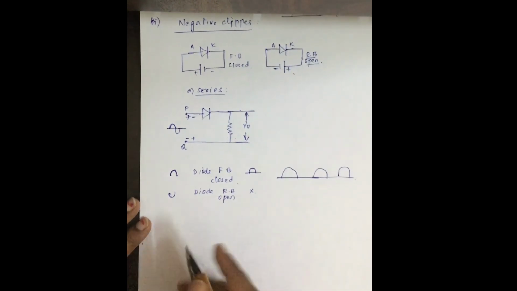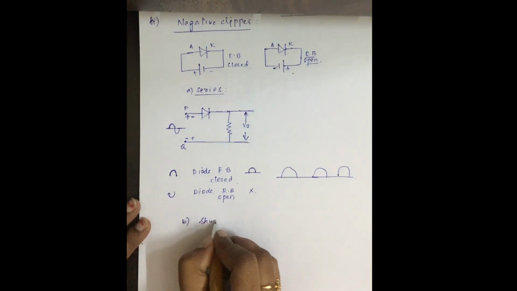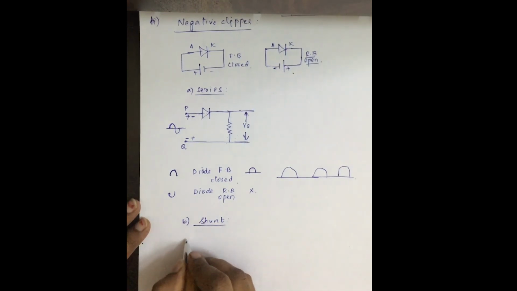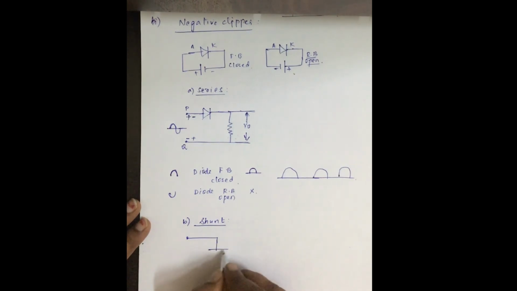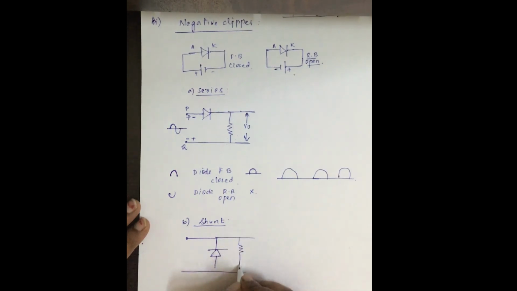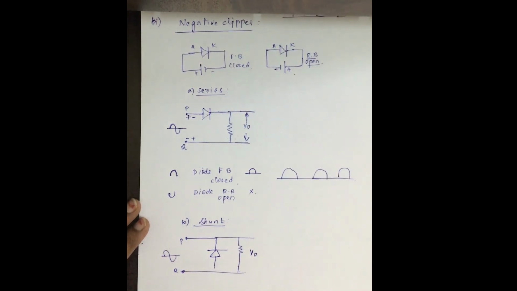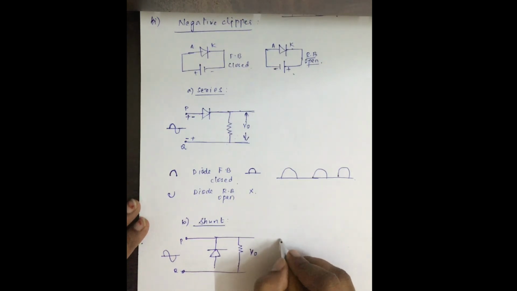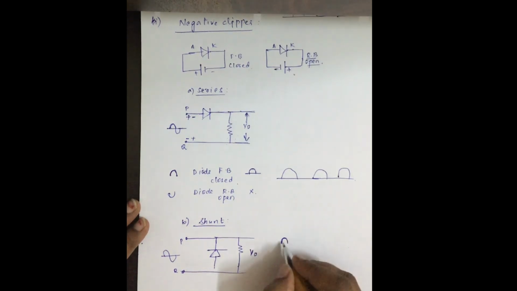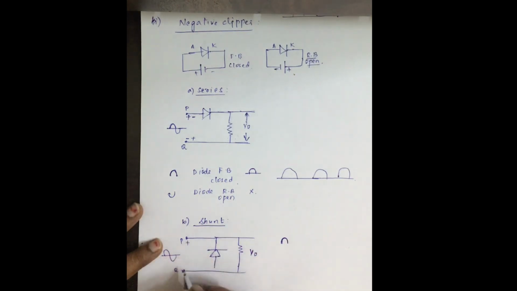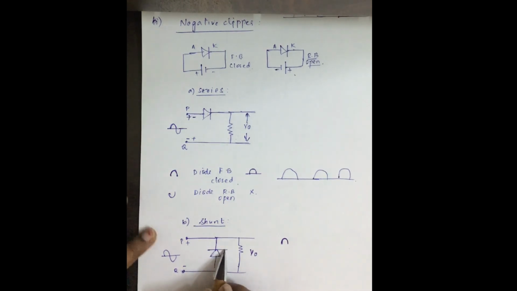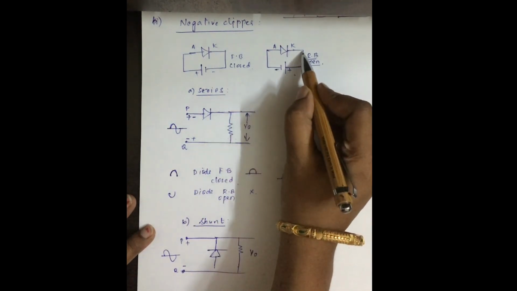Okay, next, the shunt negative clipper. So here, this is PQ. Again, consider you are giving an input. When the input positive half cycle is given, this will act as positive and this will be negative. Here positive is given to the cathode.